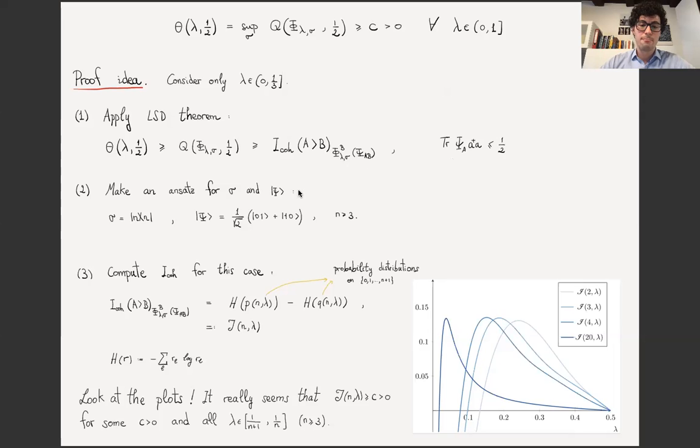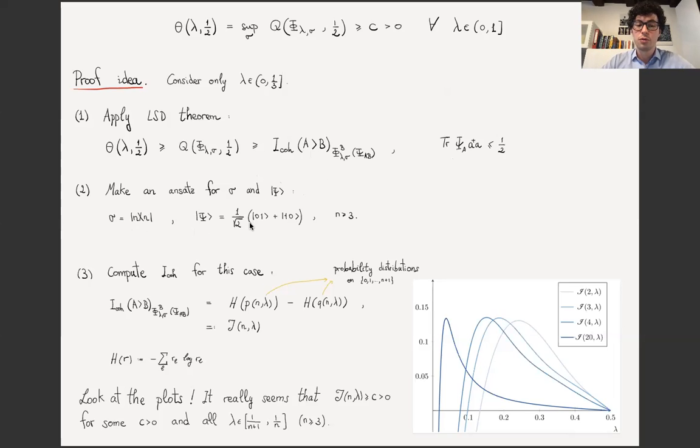So we make an ansatz for sigma and psi, because this works for all sigma and psi. And the ansatz is the stupidest ansatz you could make. Sigma is a large Fock state, and psi is the simplest coherent thing that you can think about. It's just a maximally coherent state between Fock state 0 and Fock state 1.